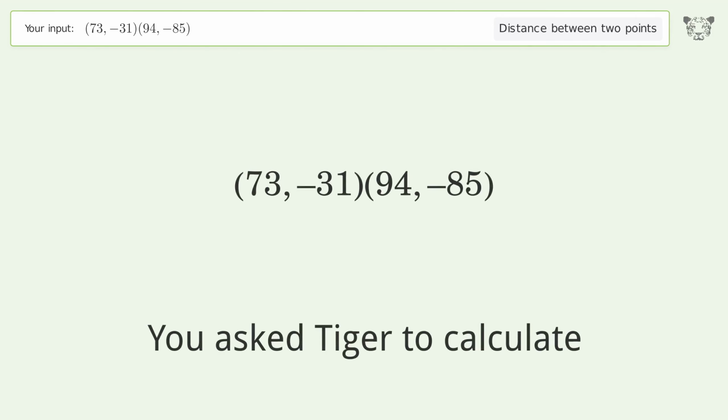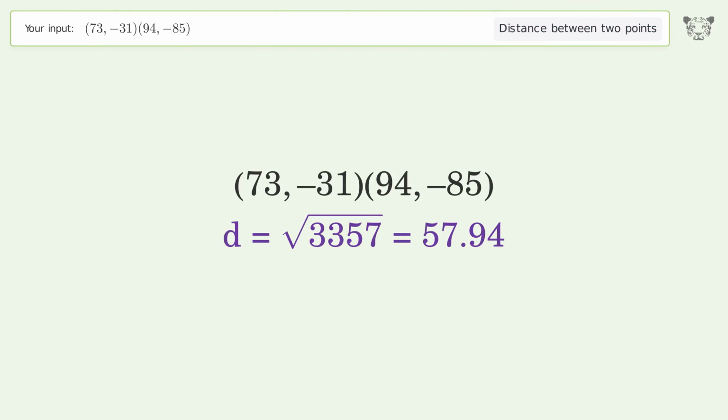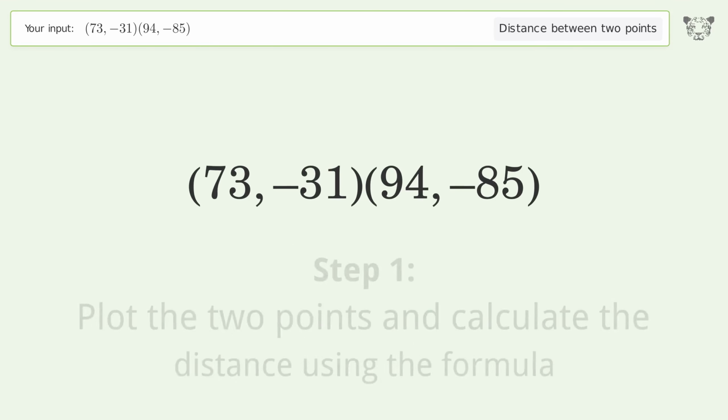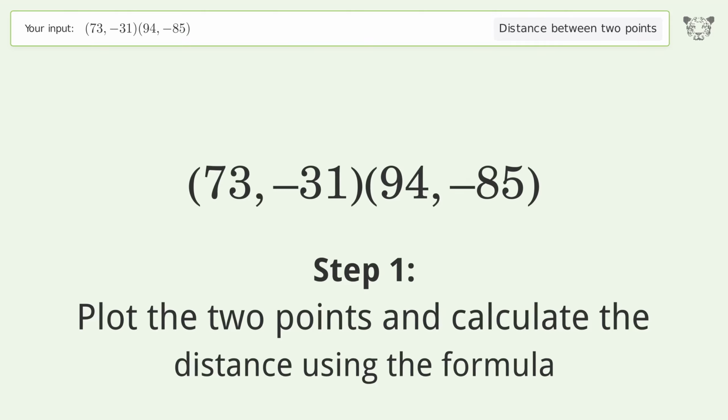You ask Tiger to calculate. This deals with the distance between 2 points. The distance between the 2 points is the square root of 3,357, or 57.94. Let's solve it step by step. Plot the 2 points and calculate the distance using the formula.